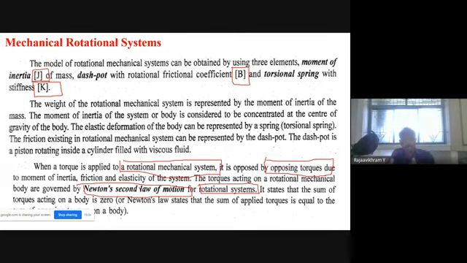Any doubt in this? What is the mechanical rotational system? Any doubt? Mechanical rotational system.